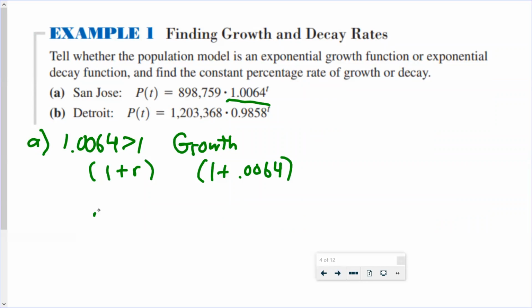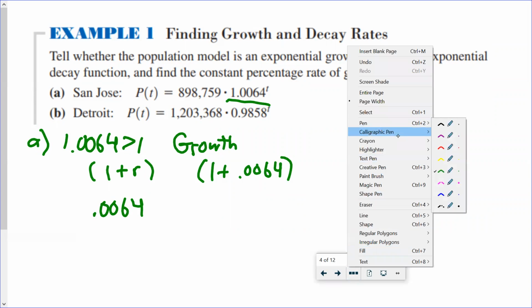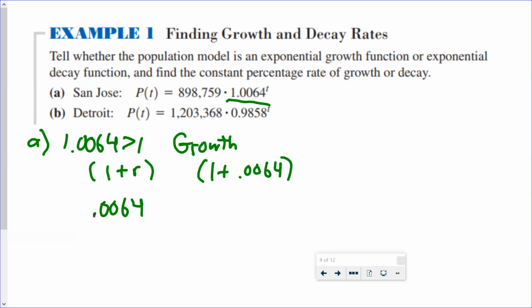Now, that 0.0064 is written as what I call the decimal. It's not a percentage yet. If I want to change that to a percentage, I need to move that decimal 2 to the right. What that tells me is that that percentage rate, that rate of growth, is going to be 0.64%. So in San Jose, the population is increasing at a rate of 0.64%.